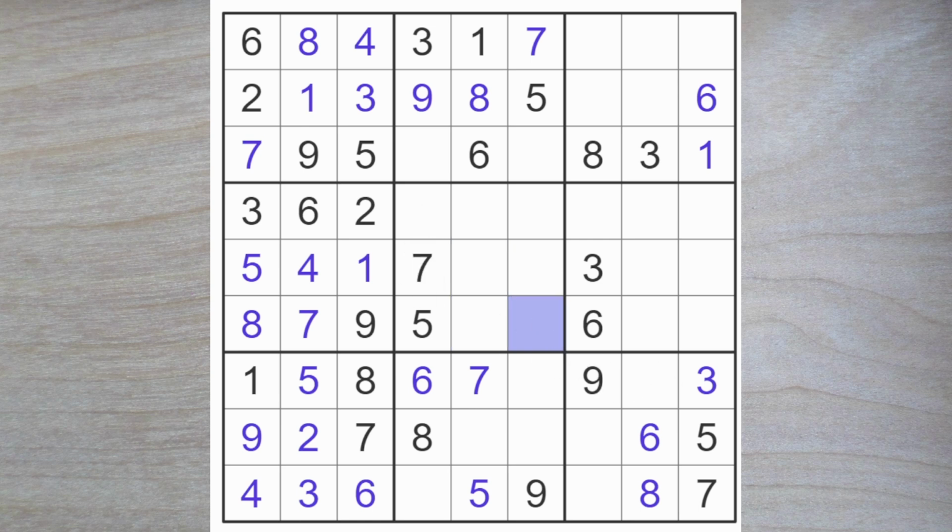I've been staring myself blind on the 6s, and I failed to see that this 6 blocks across, this 6 blocks across, and this 6 blocks down, that this therefore must be a 6. But there you go. We found it.